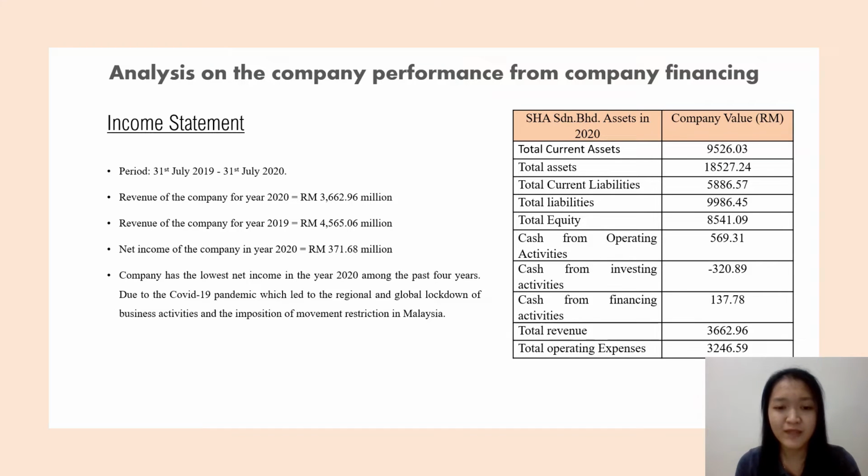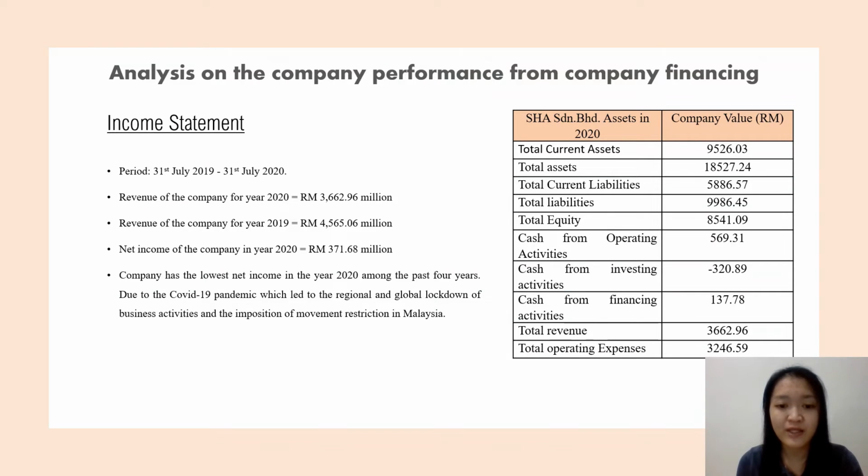Next, for the income statement, the accounting period begins on 31st July 2019 and ends on 31st July of the following year 2020. According to the report, the total revenue of the company for year 2020 is 3,662.96 million, which has decreased from the previous year in 2019, which has total revenue 4,565.06 million. The total revenue figure represents the gross sales less any return and allowance.